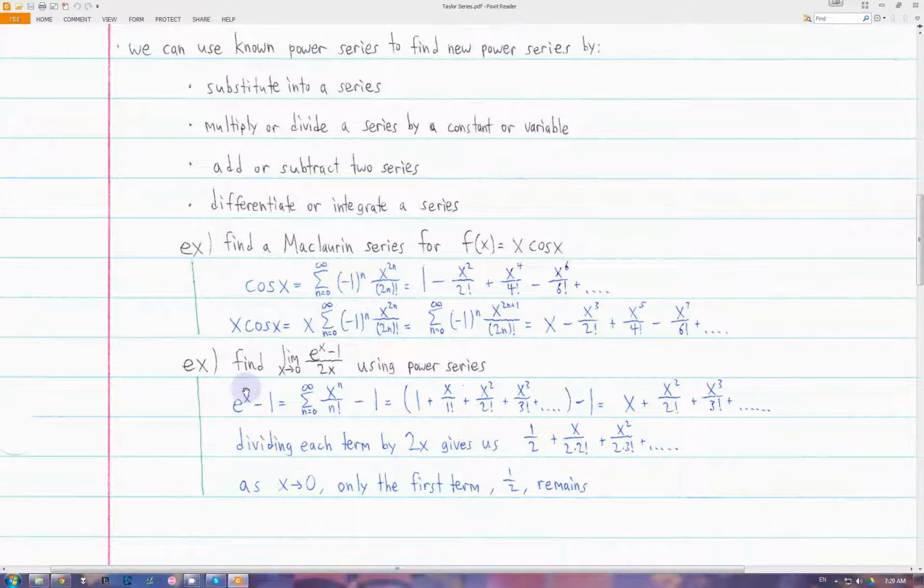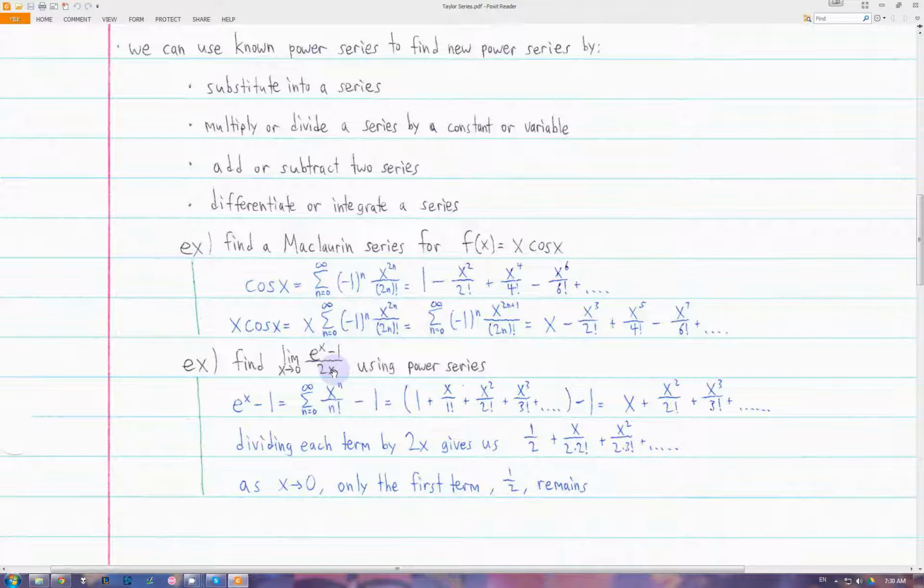Here we want to find this limit. Of course, we can use L'Hopital's rule to find this limit. Using L'Hopital's, we just get the limit as x approaches 0 of e to the x over 2, which is equal to 1/2. Or we can use power series to do it.